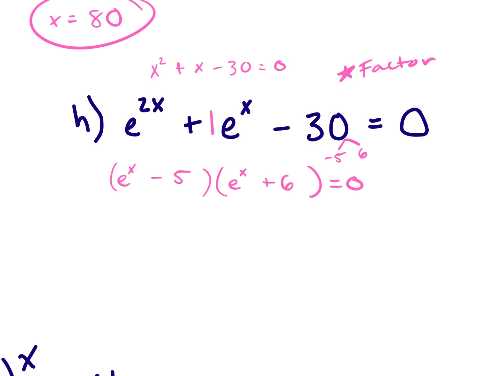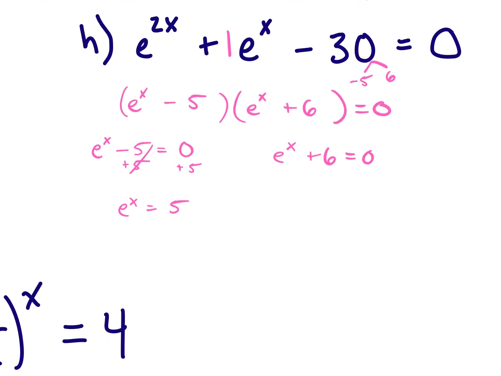So now we have two little equations here. We're going to set them both equal to 0. So e to the power of x minus 5 equals 0. e to the power of x plus 6 equals 0. I can add 5 on both sides. So we get e to the power of x equals 5. What would we do next to get x all by itself? Take the ln of both sides. So ln of e cancels. We're left with x is equal to ln of 5. This would be how we leave our answer.